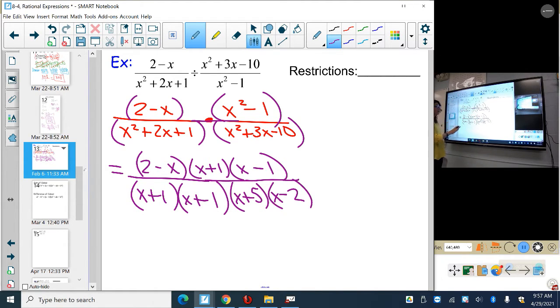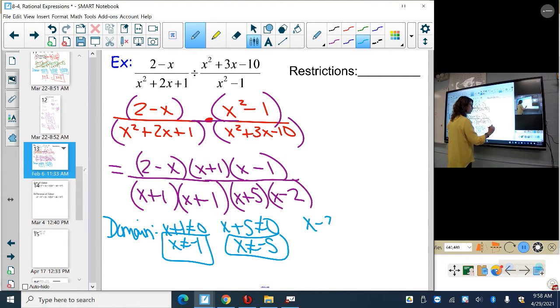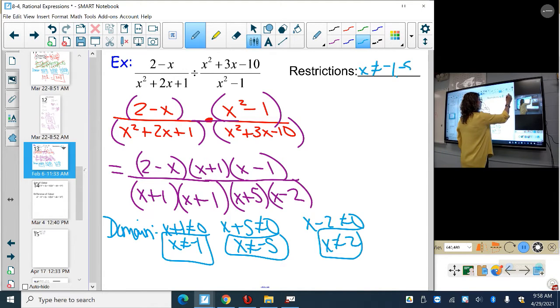So at this point, every single thing is completely factored. So we are going to do our domain restrictions. So if we do our domain restrictions, x plus 1 cannot be equal to 0, so x cannot be -1. X plus 1, we already have that, so it's x plus 5 cannot be 0, so x cannot be -5. And then x minus 2 cannot be 0, so x cannot be positive 2. So our restrictions are going to be x cannot be -1, -5, and positive 2. Okay? So we have our restrictions.